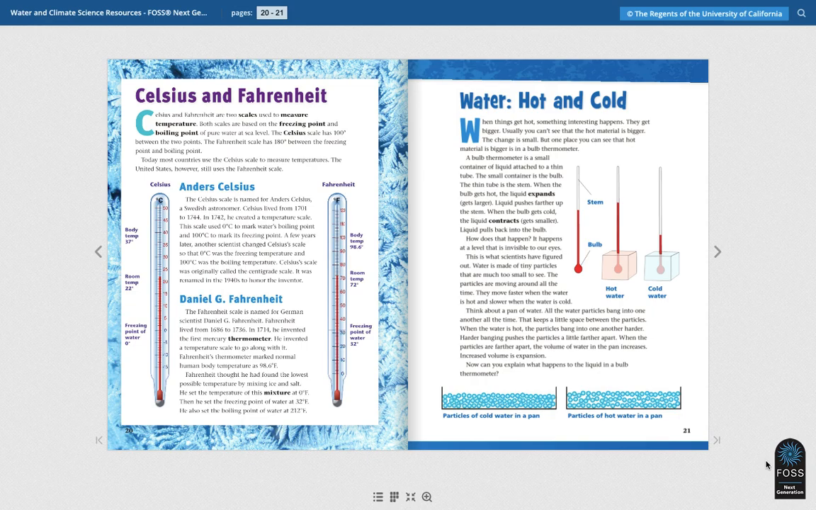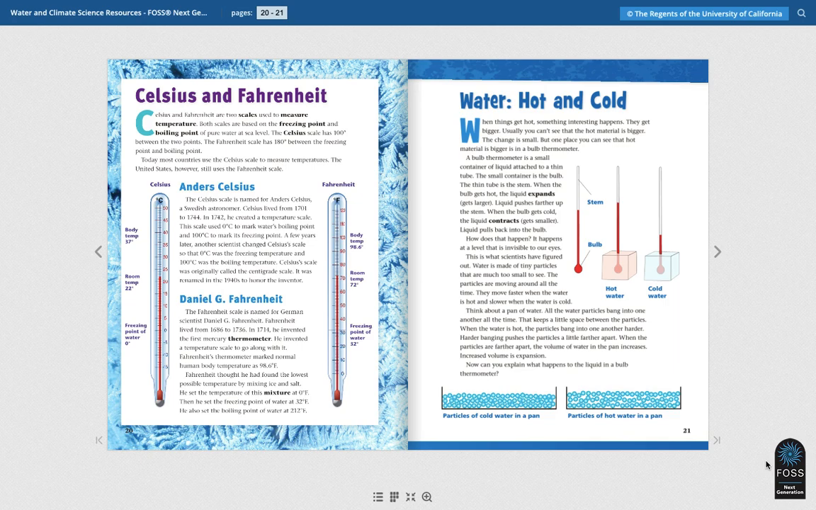Celsius and Fahrenheit. Celsius and Fahrenheit are two scales used to measure temperature. Both scales are based on the freezing point and boiling point of pure water at sea level. The Celsius scale has 100 degrees between the two points. The Fahrenheit scale has 180 degrees between the freezing point and boiling point.